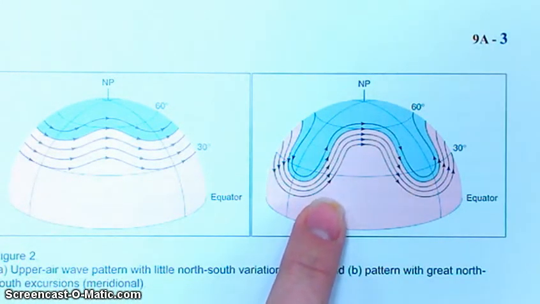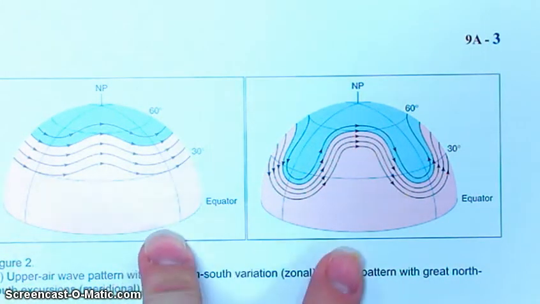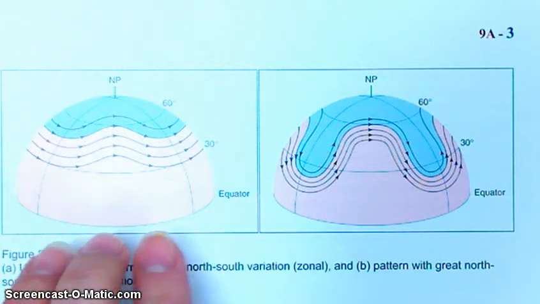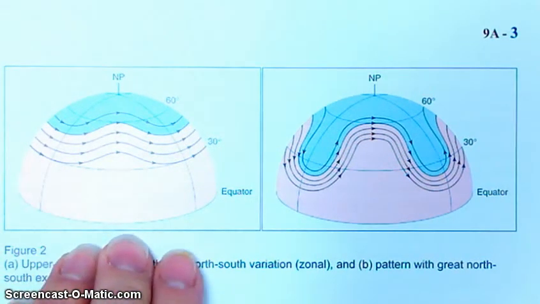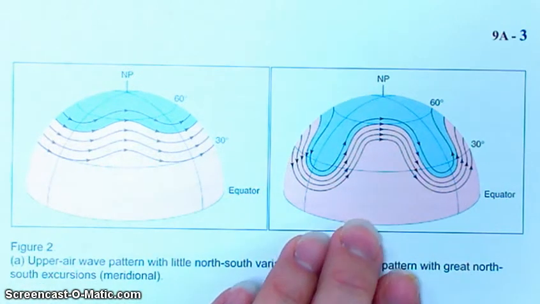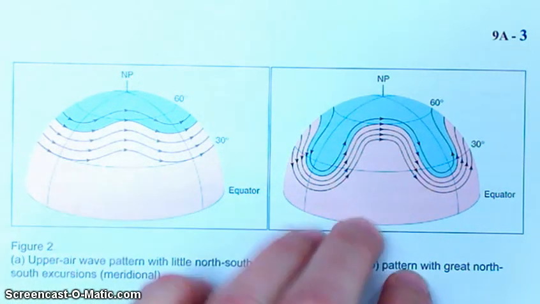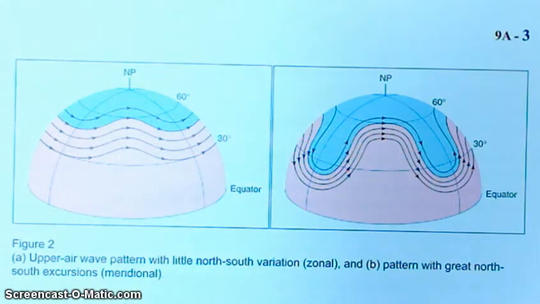The circulation patterns displayed in 2A and 2B are opposite extremes of many possible patterns commonly exhibited by middle latitude upper air westerly waves. So basically we have at one extreme almost no waviness at all. That's a zonal pattern. And at the other extreme we have meridional, which is very wavy. There's a lot of north to south movement and distinct crests and troughs.